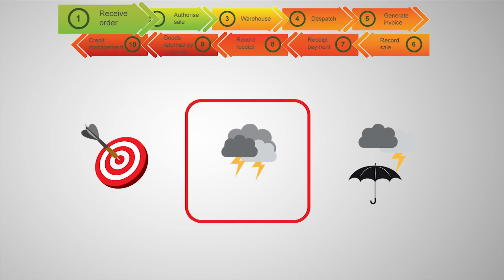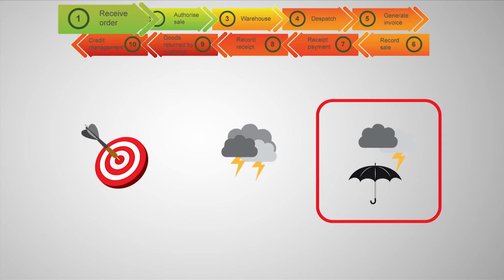Can you identify anything else that can go wrong in this step? Which controls would you suggest for these risks?